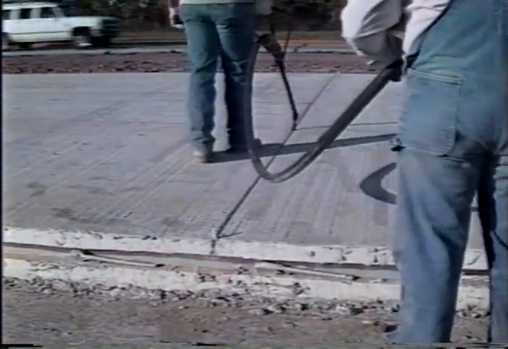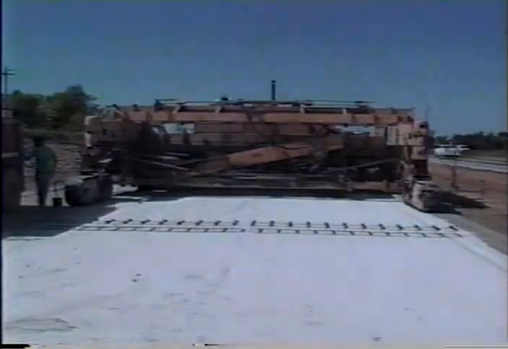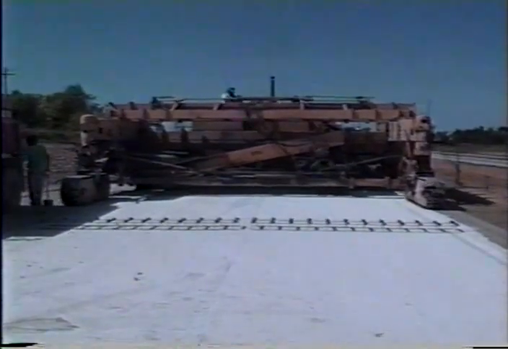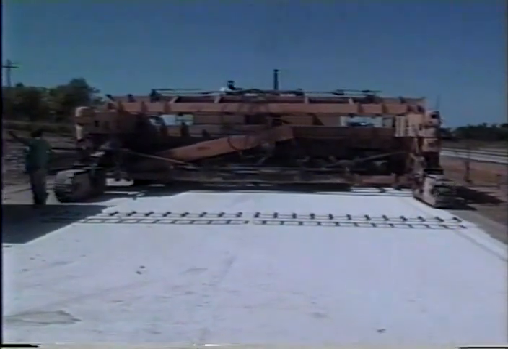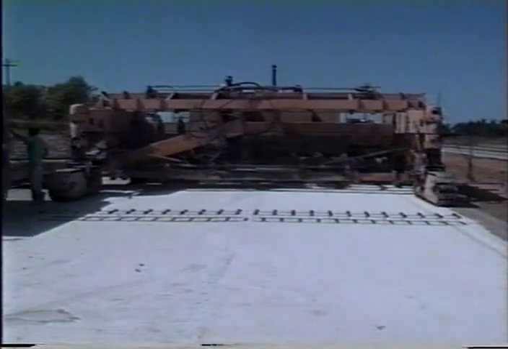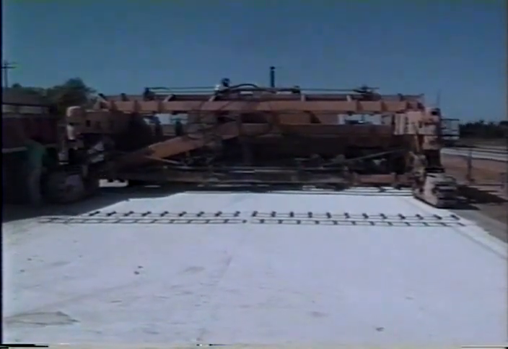Now let's look at unbonded concrete overlays. These have been used successfully to rehabilitate extensively deteriorated concrete pavements and bituminous pavements. In contrast to bonded overlay construction, where achieving bond between the overlay and the base concrete is a major concern, an unbonded overlay separates the two pavement layers to prevent reflection cracks.